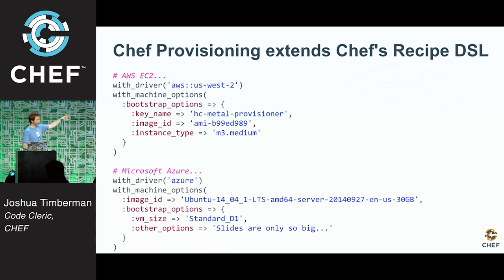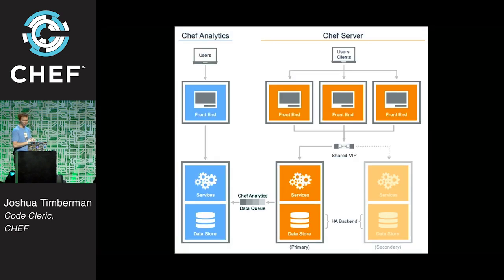And we can also use the Azure driver. We just change the options that we shove in there, and then those machines would be spun up in Azure instead. So bringing it back to Chef Server, we have a lovely diagram that I didn't make, because I can't make diagrams this awesome. It shows we want multiple front ends with an HA pair back end for our Chef Server. That's the orange on the right.